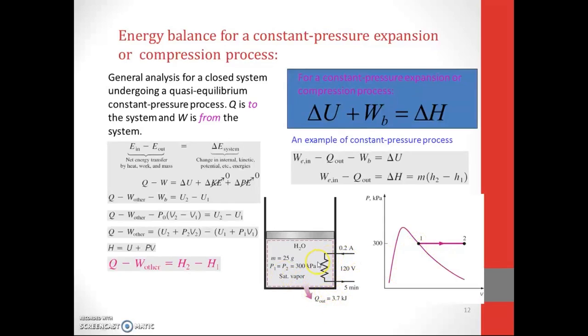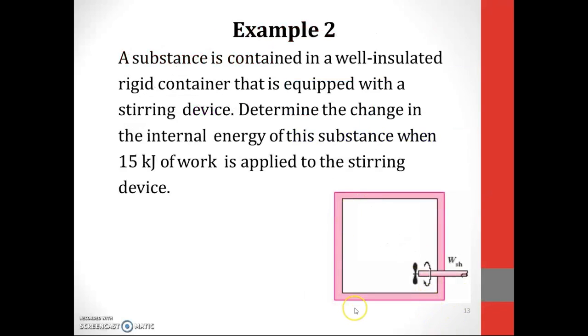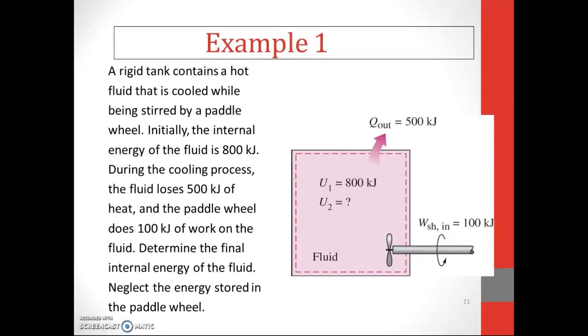When you supplied the work and the Q, you have Q out here. This is initial. This is final. The pressure is constant, but you have changes of volume. You can solve this problem using the equation. Can you try this first?